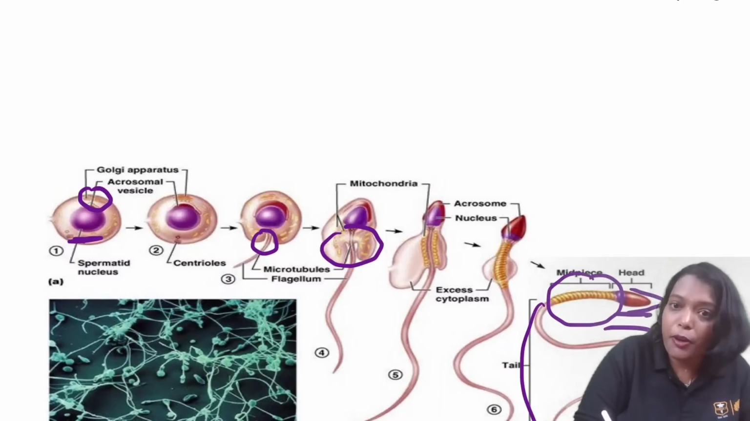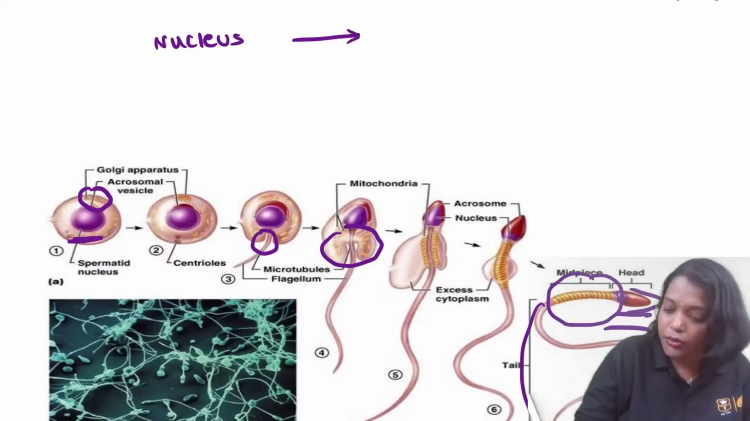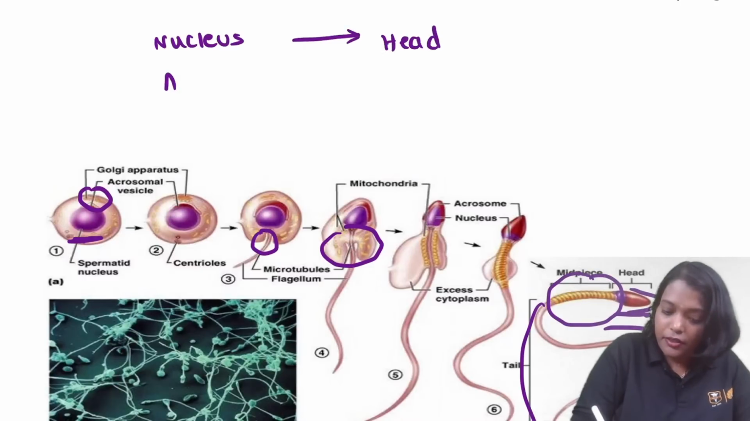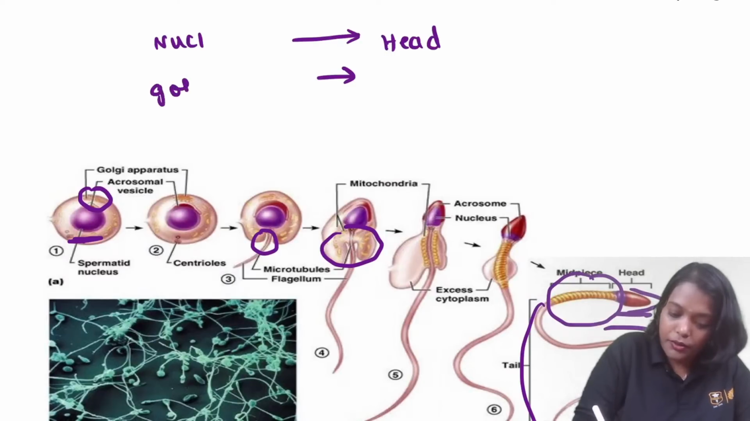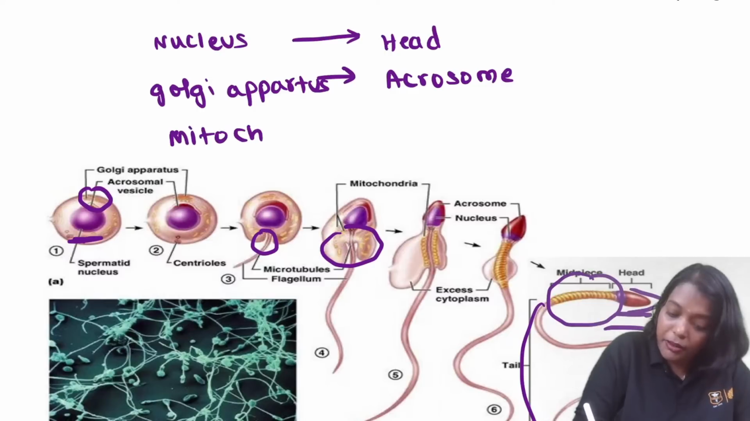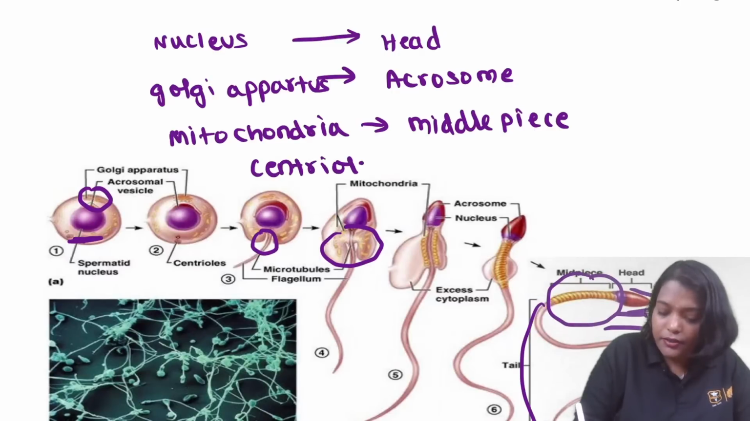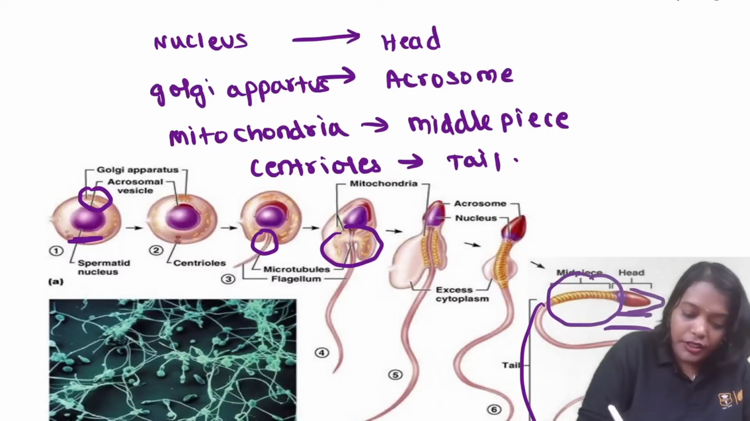So what is transforming into what in spermiogenesis? The nucleus is transforming into the head. The Golgi apparatus is transforming into the acrosome. Next, the mitochondria will become the middle piece, whereas the centrioles will become the tail. So this is about the spermatid.